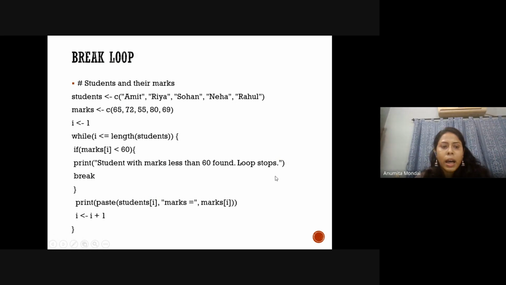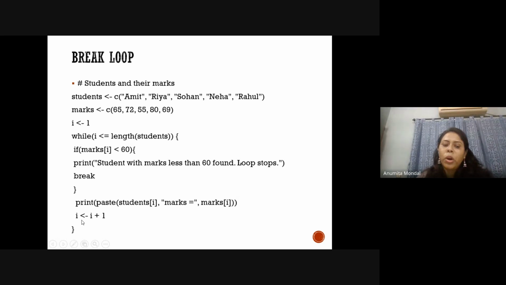Suppose in this case, I have put the marks of the students and their names, and the values are given. The marks are given like 65, 72, 55, 80 and 69. I initialize the value from I is equal to 1. While I is within the length of the students, and if the marks of I is less than 60, it shows that a student's mark less than 60 is found, and the loop stops and breaks. Then we print the data, pasting the student name and the marks.